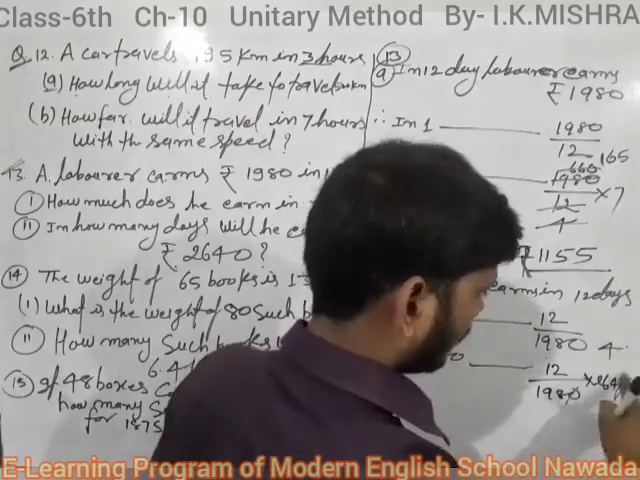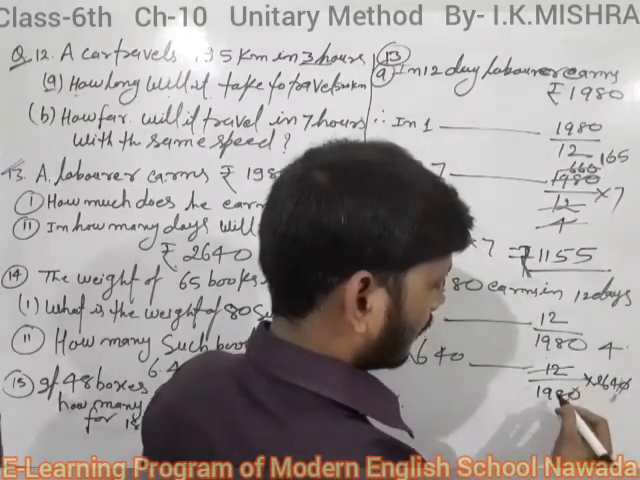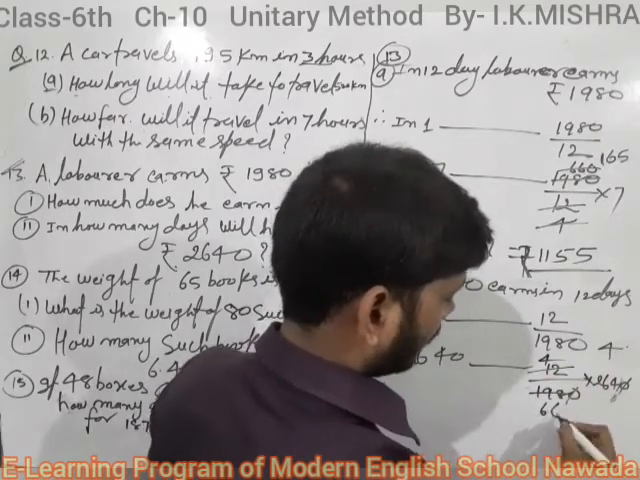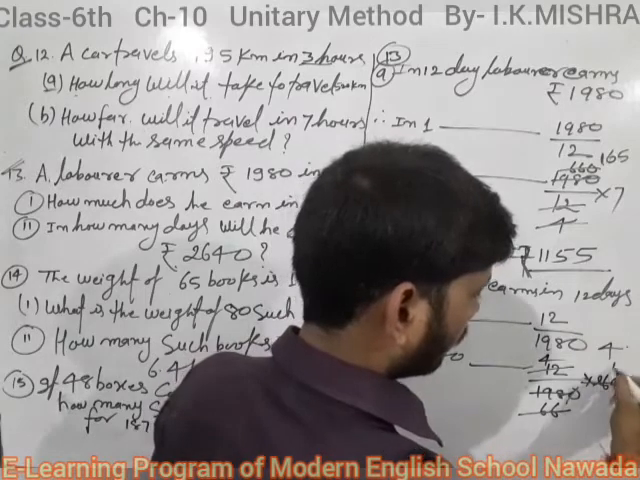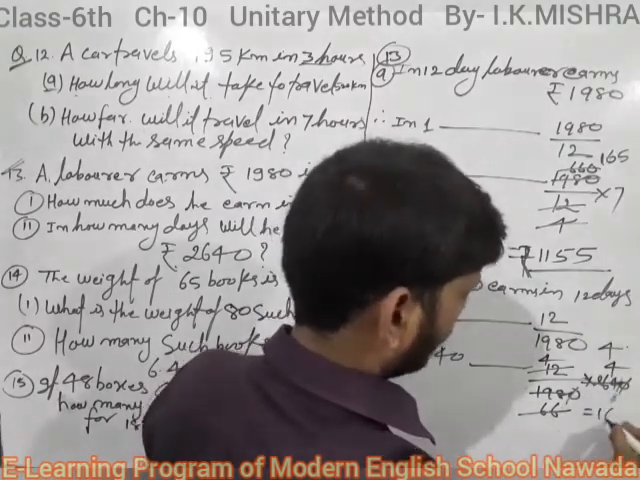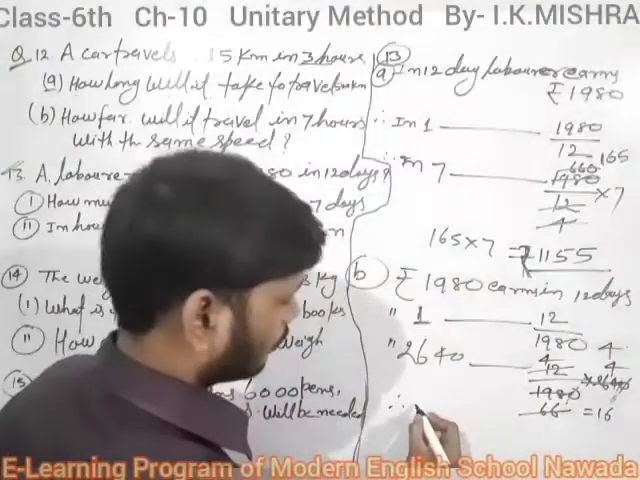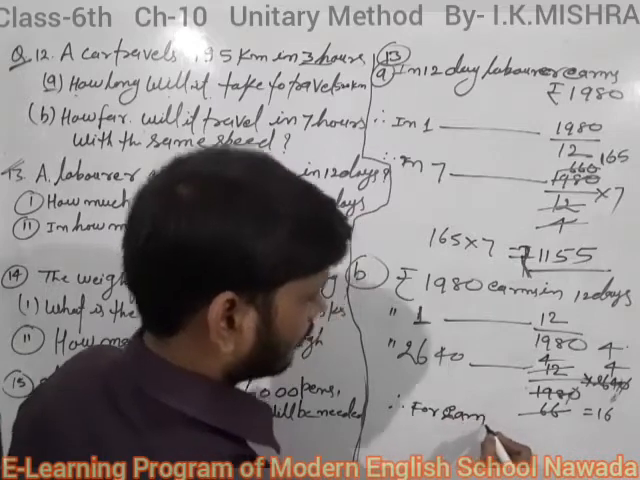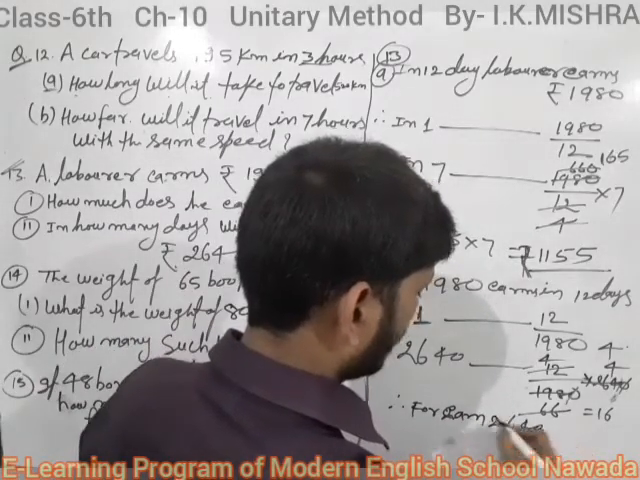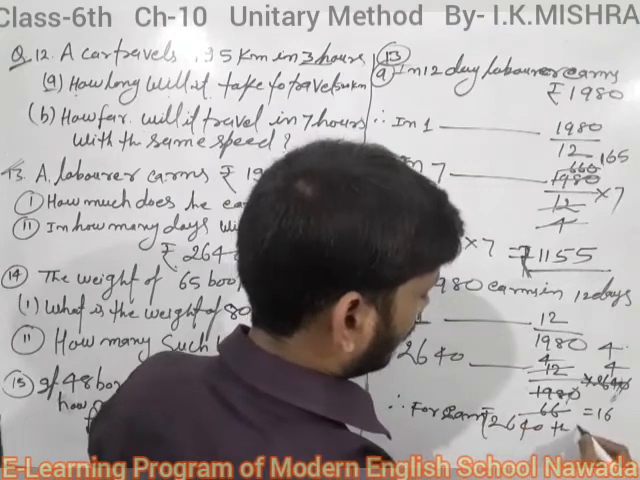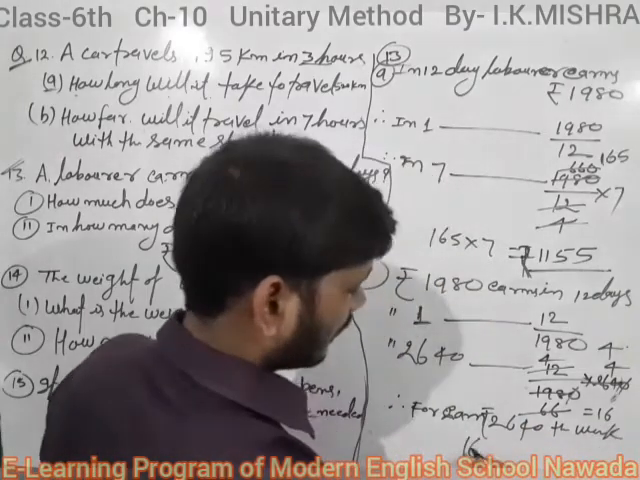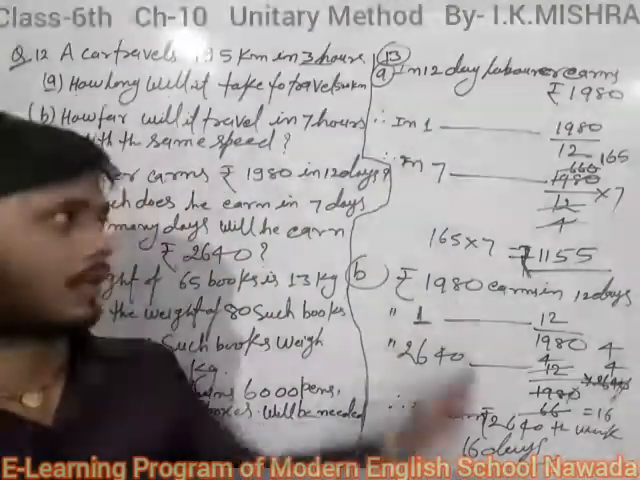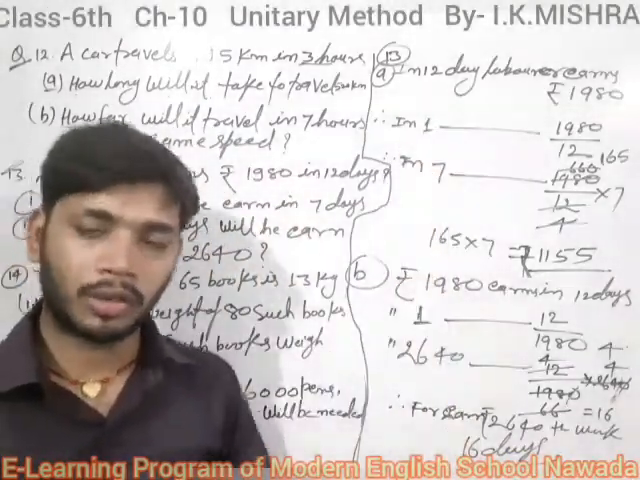0 cancel, and here it will be divisible by 3 and by 4 times, and here 3 6s and 6 times. Now it will be divisible by 4 times, so it is equal to 16. So to earn 2640 rupees, he works 16 days. Clear friends? Here I solved A and B of question number 13.